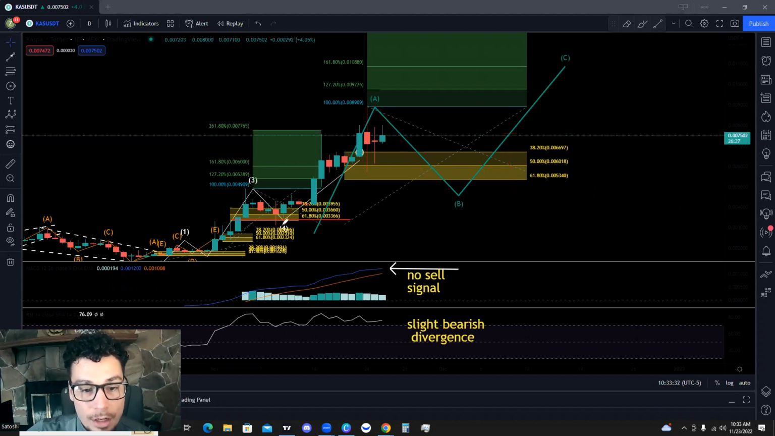Every time we've retraced, we've pretty much held the levels and pushed up higher. Right, we come up, we retrace, we push higher. We come up, we retrace, we push higher. We're going to see if that trend continues.